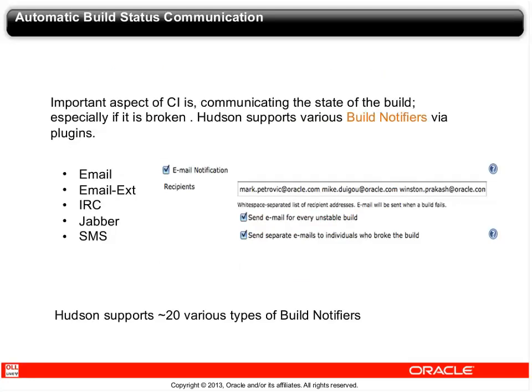So the last thing is, how do we notify? Okay, you started building or you are monitoring everything, but if anything is broken, people need to know about that. So Hudson provides about 20 different ways of notifying. The most important is email. Email is the very first thing. Then you have IRC, you have SMS. All these things can be set up from here.